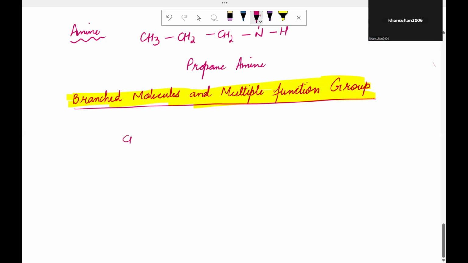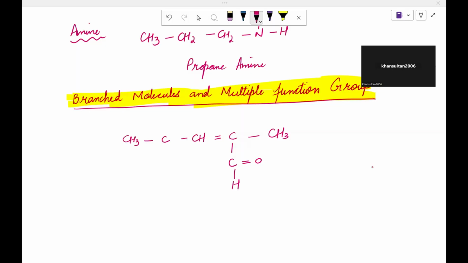It would be like this: CH3, C, CH, double bond. We have C, CH3. We have C, double bond O, dash H. Okay, so this is basically our question. And now, what do we need to do first? First, let me just complete this chain as well.